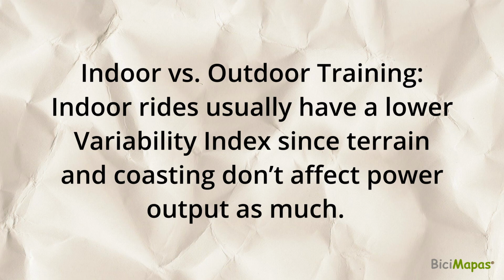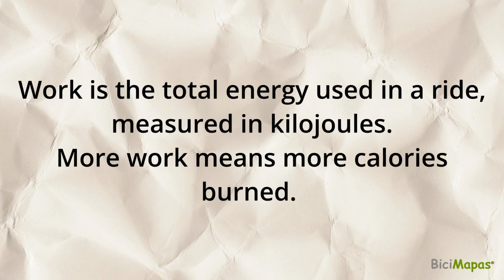Indoor versus outdoor training. Indoor rides usually have a lower variability index since terrain and coasting don't affect power output as much. Work. Work is the total energy used in a ride, measured in kilojoules. More work means more calories burned.